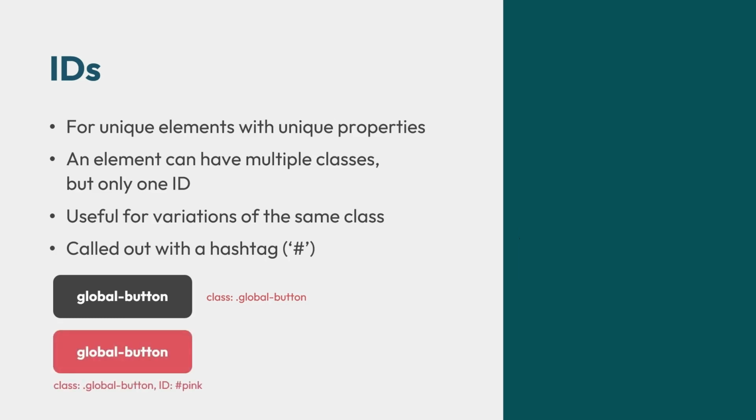So for example, I can have a pink button and I can apply a global button class to this, which will basically transfer all these global properties of that button, but at the same time I can give it additionally an ID called pink, and I can assign a different color to this ID. Or maybe I want to have also a green button, so I would give it a global class called global button and additionally an ID green that will simply give it a different color.